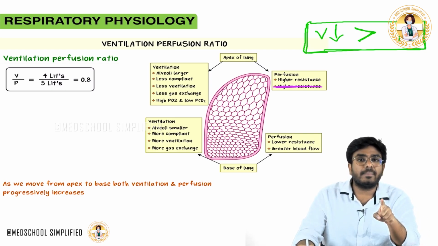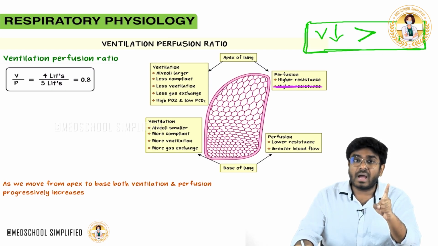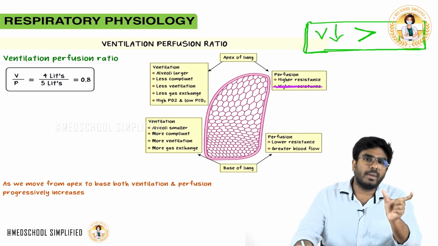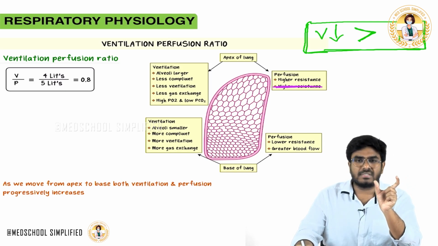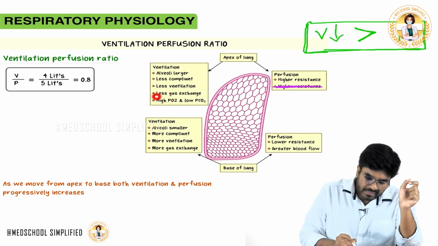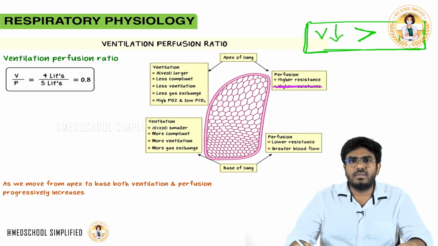That's the reason why Mycobacterium TB infections affect the apex of the lung, because of the availability of a high amount of oxygen. Mycobacterium TB is an aerobic organism. It needs oxygen for its survival. So Mycobacterium TB affects the apex of the lung. In the apex, there is a high partial pressure of oxygen and less gas exchange, because there is no perfusion or very little perfusion.